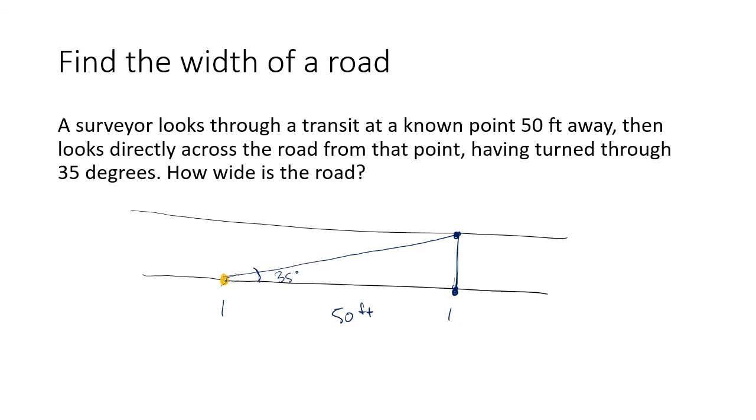And so what we're trying to find out is how wide is this road? How wide is the street? So what is this x value? We don't know. Well, this is real simple. We just say that the tangent of 35 degrees is equal to x divided by 50, because opposite divided by adjacent. Then x is equal to 50 times the tangent of 35 degrees. So what is that? The tangent of 35 degrees times 50 is 35-ish feet. Okay, so this street is 35 feet wide.